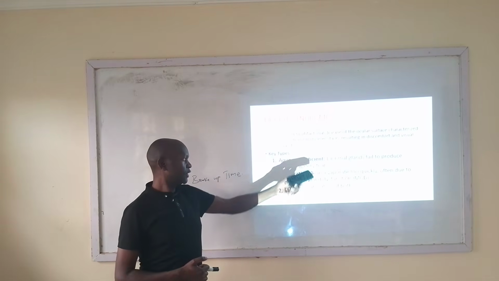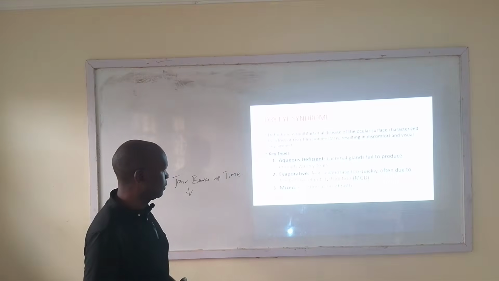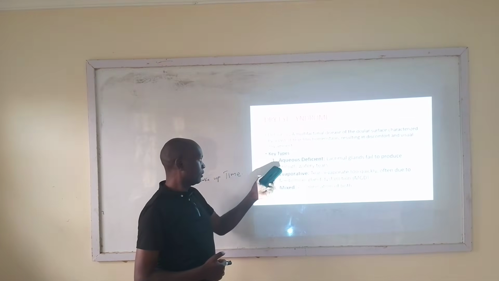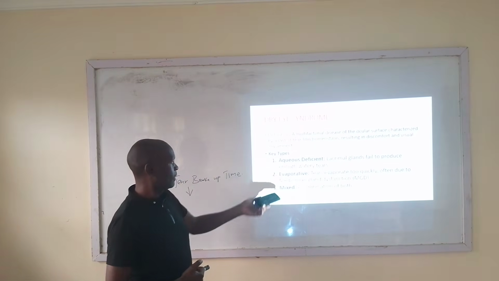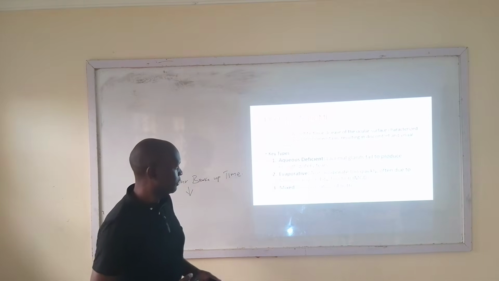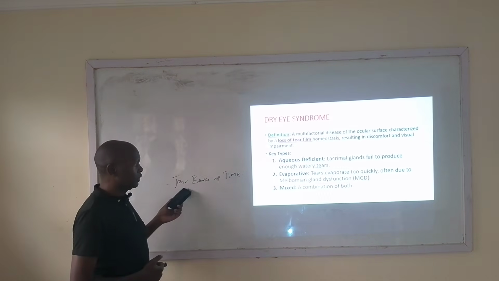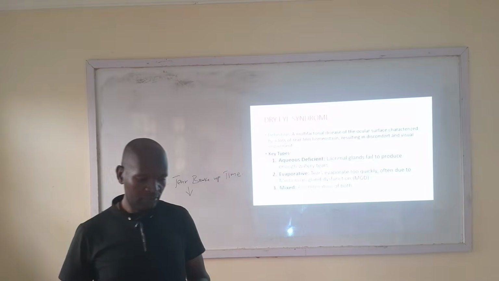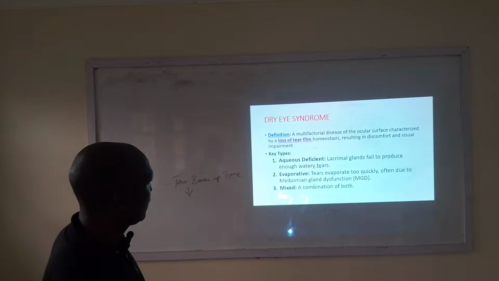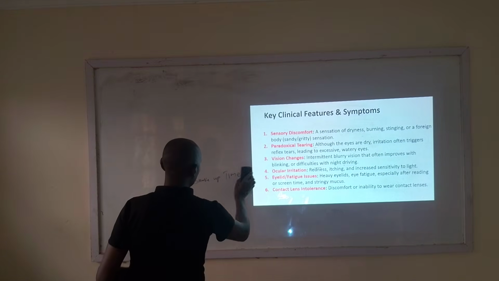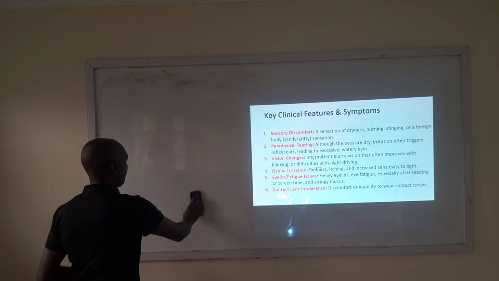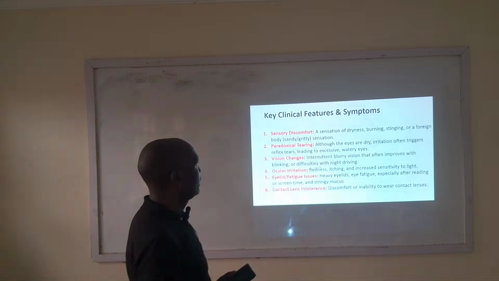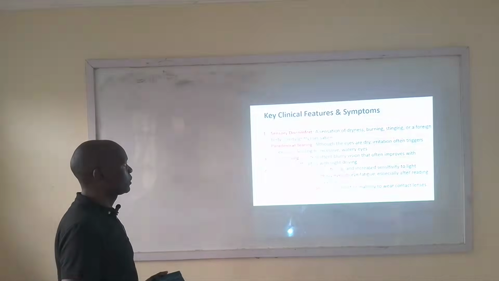Meaning there's deficiency in production of the aqueous layer of the tear film, and there's also increased evaporation due to reduced tear breakup time. So those are the types of dry eye syndrome. So what are the clinical features and symptoms?